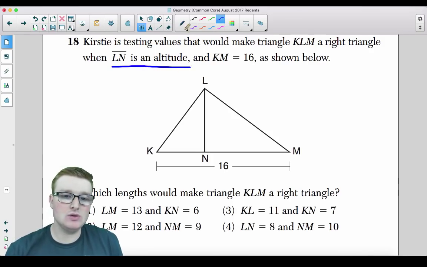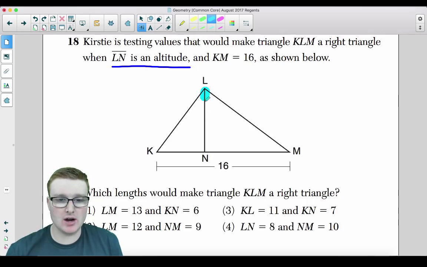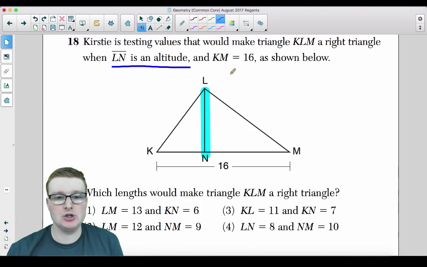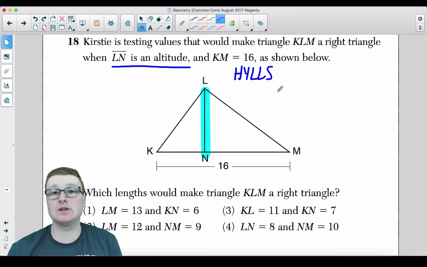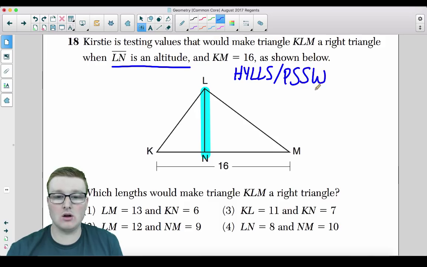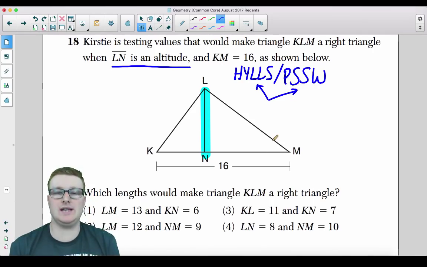The minute you see altitude in a right triangle proportion and you see a base, you should be thinking of the following acronyms. You should be thinking of HILS, which stands for hypotenuse over leg equals leg over segment. I teach it personally as part over segment equals segment over whole, called Passois. So you're using one of these two. Which one are you using?